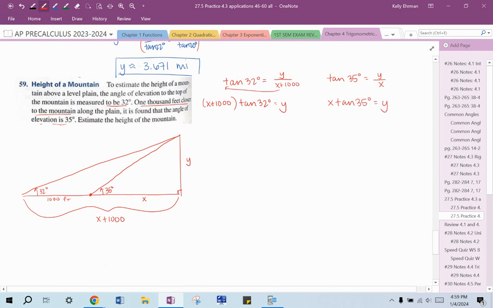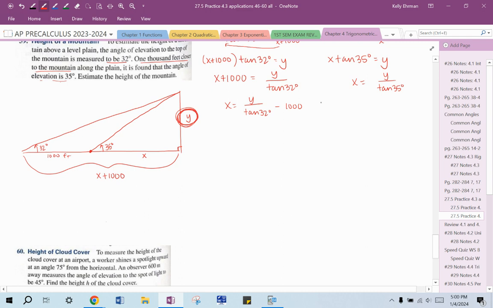Okay, so again, I could set these equal to each other at this point, find x, and then use that to find y. But remember, you're ultimately trying to find y. So I like to rearrange this like I did last time, and I'm just going to say, well, let's get x by itself so that we can keep y as the input variable in the equation. So if I want to do that, then I'm going to divide the tangent of 32 over to the right side of the equation and subtract 1,000. So x is equal to y divided by the tangent of 32 minus 1,000. And then over here, x is equal to y divided by the tangent of 35 degrees.